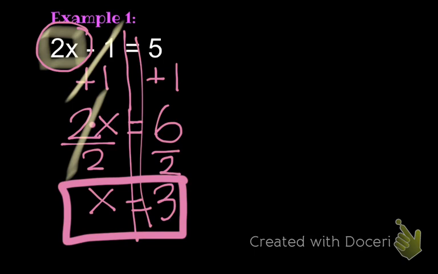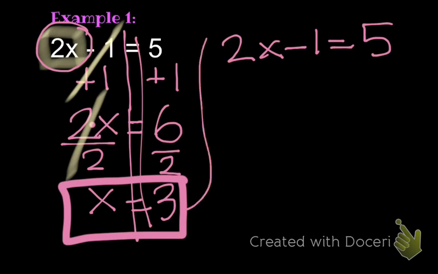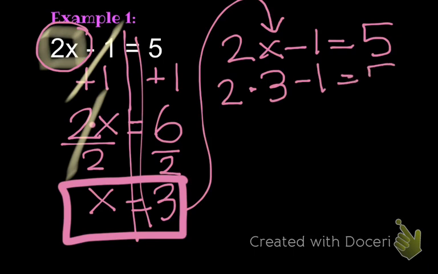To confirm that, I need to verify my solution. What I need to do is write down the original equation, 2x minus 1 equals 5. I must write down the original equation. And wherever I see an x, I'm going to substitute a 3. So I'm going to rewrite 2 times 3 minus 1 equals 5.